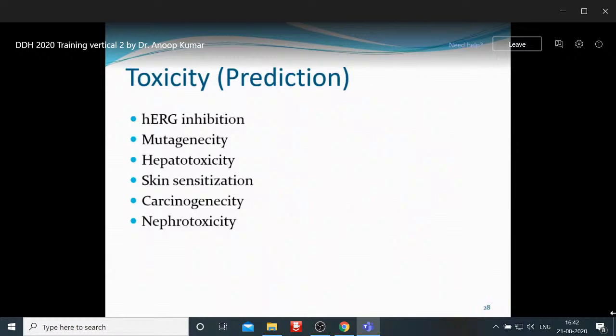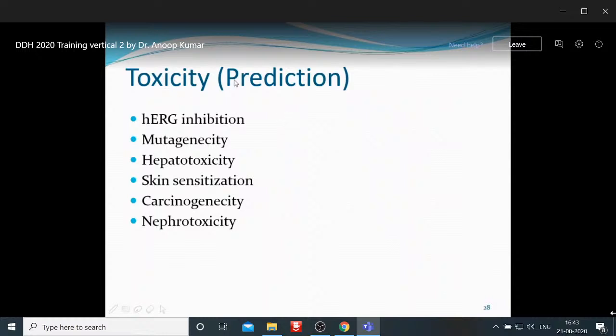hERG is one of the important predictions in toxicities. As you know, many drugs have been withdrawn from the market due to their cardiotoxicity. There are a number of examples of drugs withdrawn due to cardiotoxicities, QT prolongation. These are the problems which result in the withdrawal of molecules from the market. So what most pharmaceutical companies are doing now is predicting the cardiotoxic potential of molecules in the early drug discovery phases. They predict with hERG predictions, followed by in vitro assays.